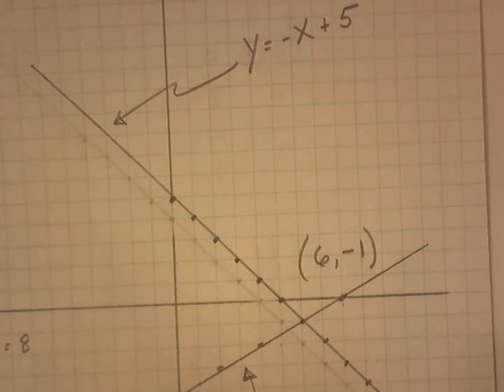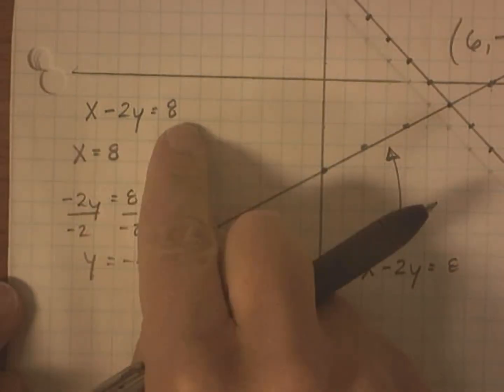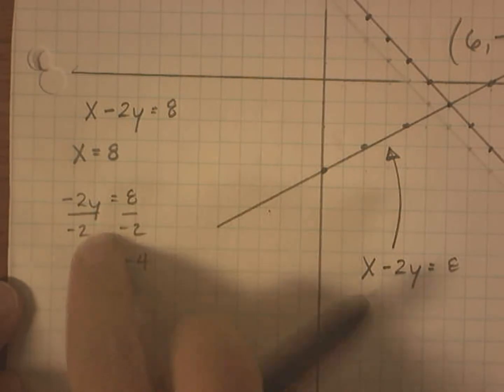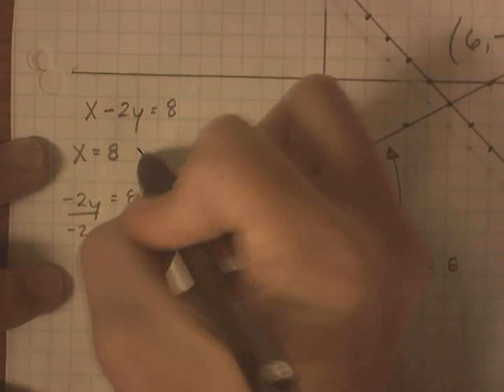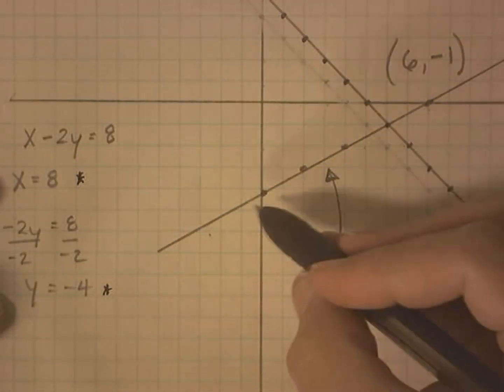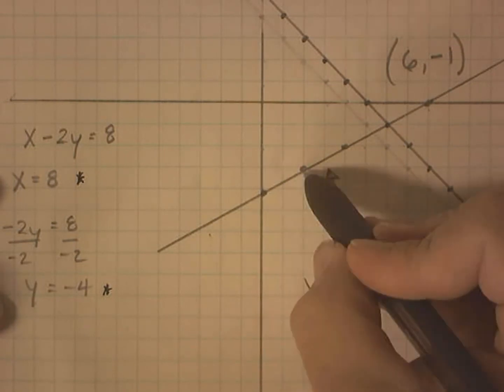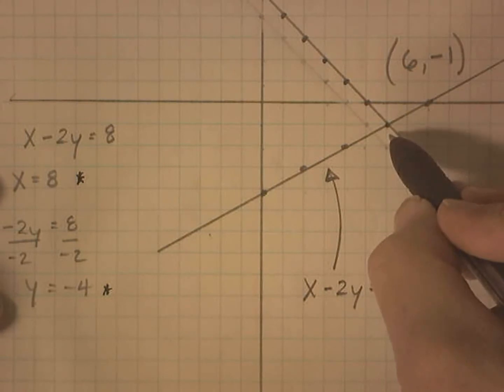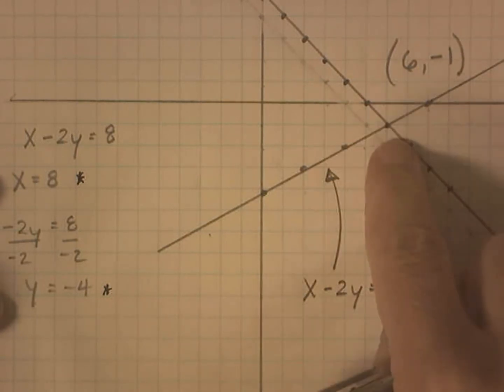The second one, I'm going to do a mini-me with it. So I'm going to go x equals 8, and negative 2y equals 8. Solving that, that means y equals negative 4. So I have intercepts at 8 and negative 4. And I followed the pattern here. It's going up 1 over 2, up 1 over 2, up 1 over 2, and they intersect right there at 6, negative 1. So my answer is 6, negative 1 on that last one. Let's see, does that match my answer key? 6, negative 1. Good. There's that graph.